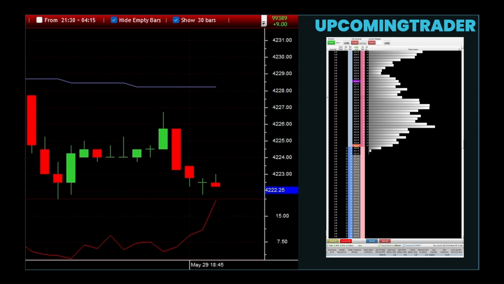P-shaped and B-shaped profiles also provide valuable insights into market dynamics. A P-shaped profile typically forms when there is initial selling pressure, followed by a period of accumulation as buyers step in to push prices higher. This suggests that the buyers eventually overcame the selling pressure, hinting at a bullish continuation.